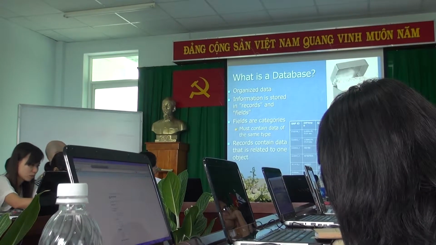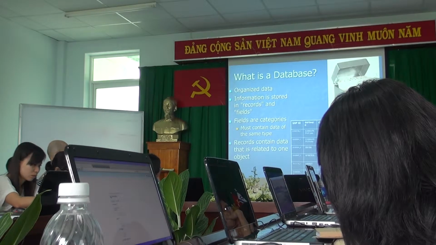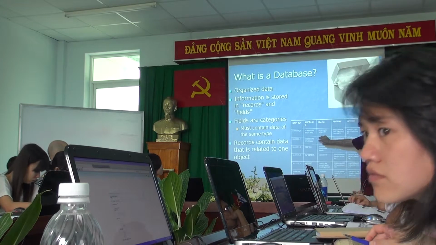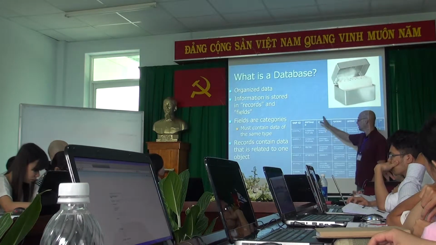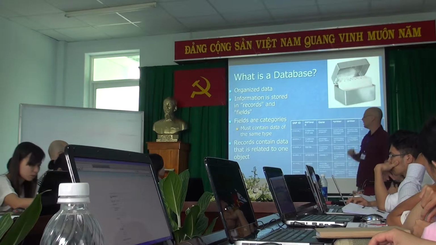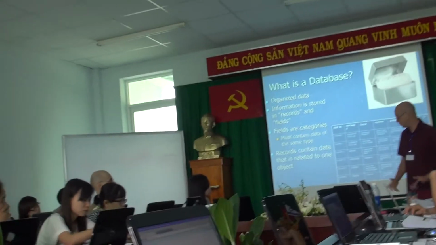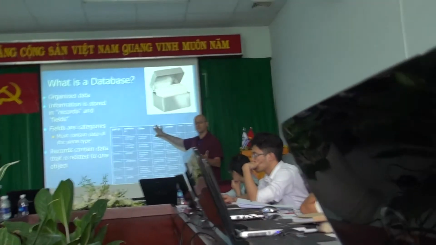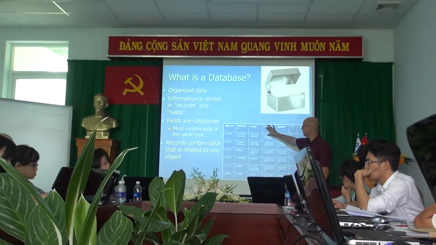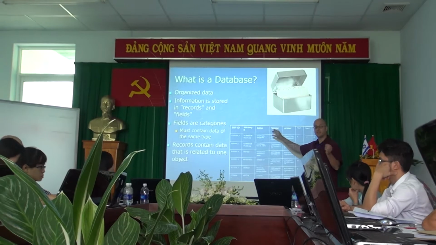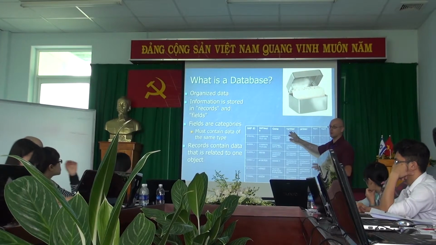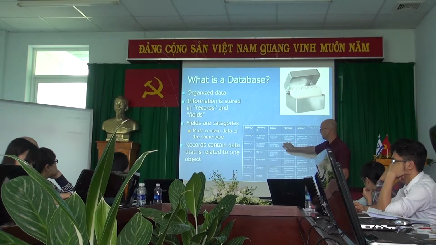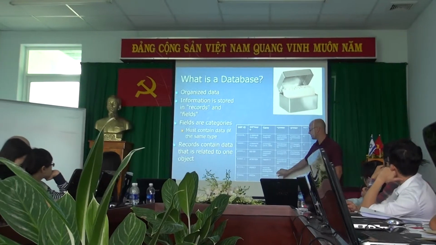It's a gene name. This is the name of a gene, this is the name of a gene, this is the name of a gene. So all the data here are of the same type. Let's look at this one. This is another field, another column. Here we have a different type of data, but again, all of them are of the same type.